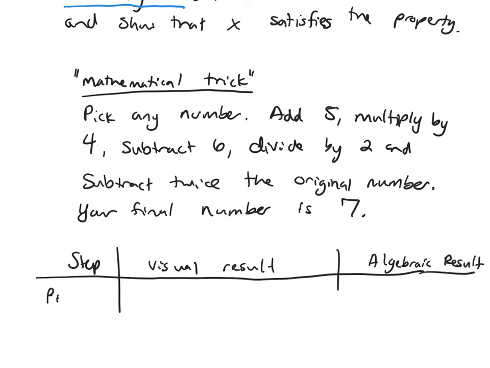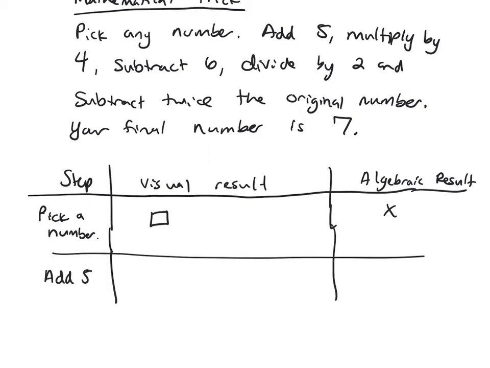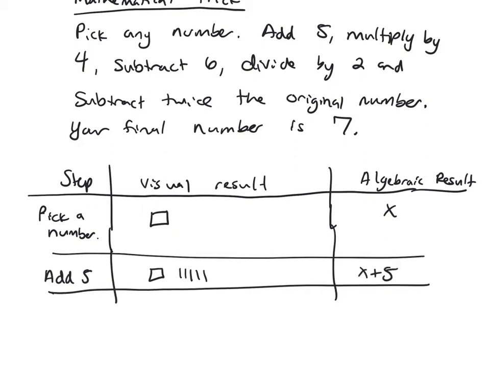So the first step is you pick a number. Now visually, your number is going to be represented by a box. But algebraically, we're going to think of using the variable x. And then what was our next step in this process? If you look, your first step was to take your number and add 5. So I'm going to take my box and I'm going to add 5. So I'm going to use a vertical line for 5. 1, 2, 3, 4, 5. Algebraically, I took x and added 5 to it.